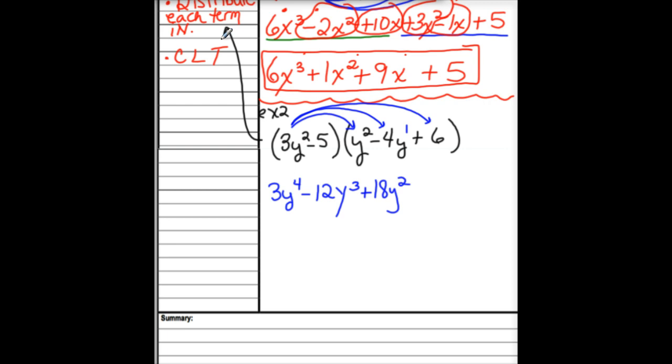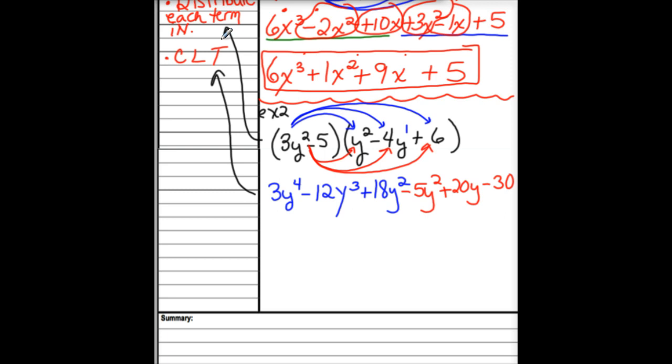Now that that's done, I'm going to grab another color here, and I do the same thing with the minus 5. I hop it in, giving me a minus 5y squared on the first hop. On the next one, it's going to be a minus 5 times a minus 4, a negative times a negative will give me a positive 20y. And then on the last hop here, I have a negative 5 times a positive 6, which gives me a minus 30. Once that's all done, I head back up here and I combine my like terms.